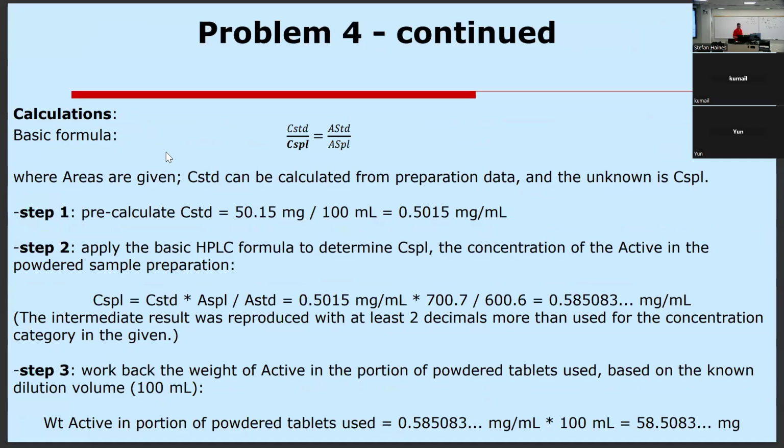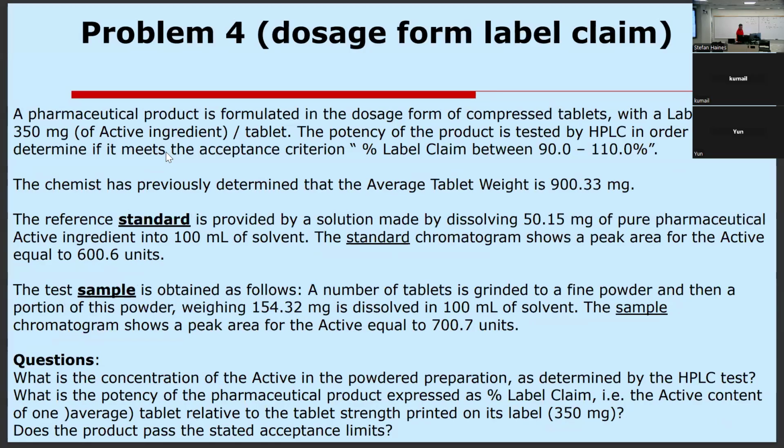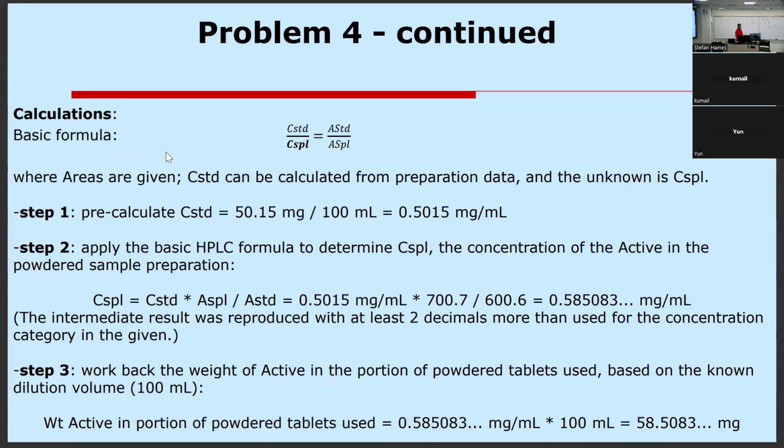All right, so we're going to calculate the concentration of our standard, 50.15 milligrams in 100 mL. Then we get our sample. We rearrange the formula and come out to 0.58508 milligrams per milliliter. And then we know we did a 100 mL dilution, so we have to multiply by 100, and we end up with 58.5083 milligrams. And that was in our sample.